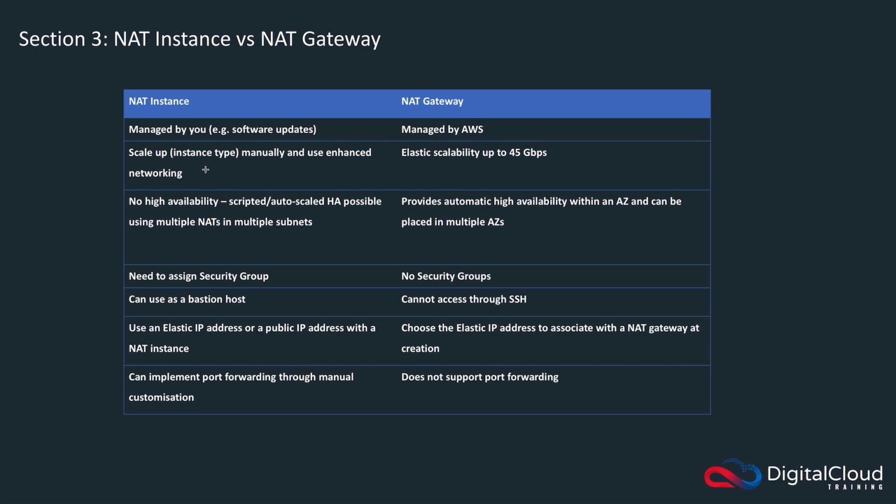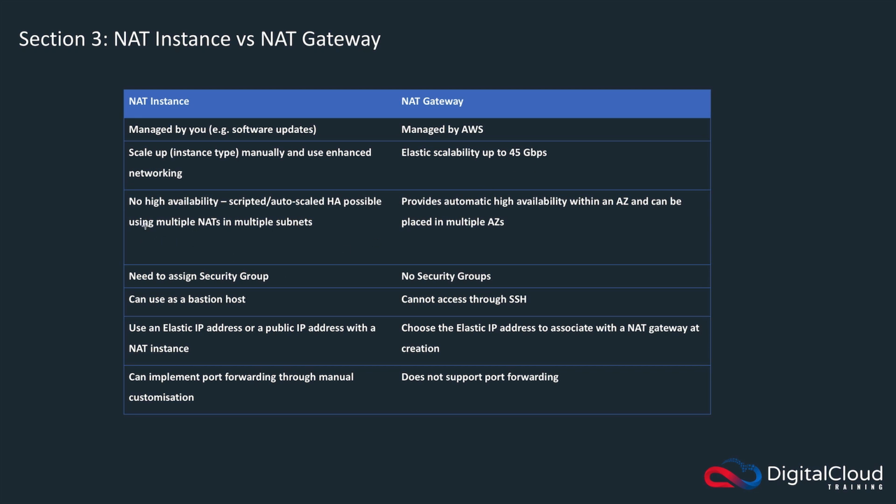With a NAT instance, the only way to scale it is by scaling the instance type. So in other words, using a bigger instance type with more resources and perhaps enhanced networking to get additional bandwidth. With a NAT Gateway, it elastically scales up to 45 gigabits per second. So that's quite a lot of bandwidth.